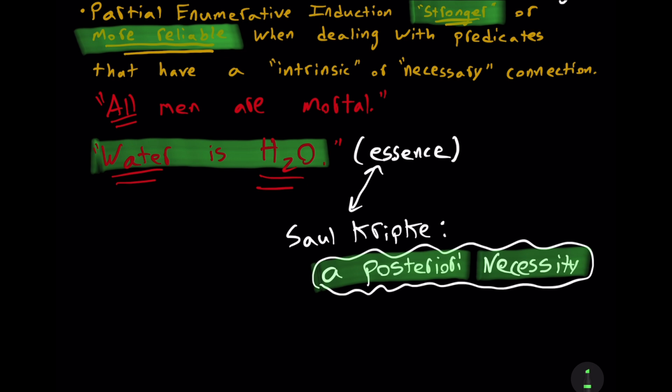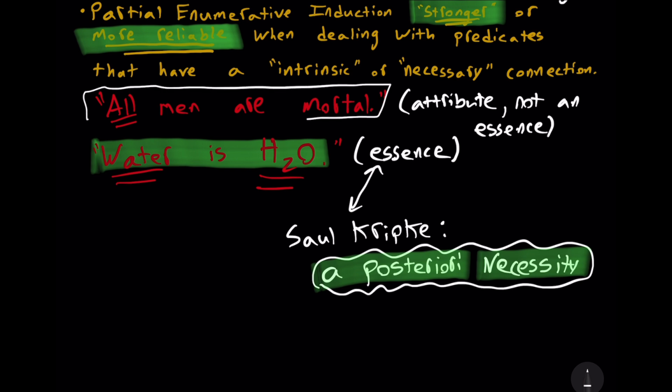But what about all men are mortal? Well, that is an attribute, not an essence. We're also on firm grounds to say that this proposition is true even though we have never observed all men and we will never observe all men. But it is less certain than the proposition water is H2O.